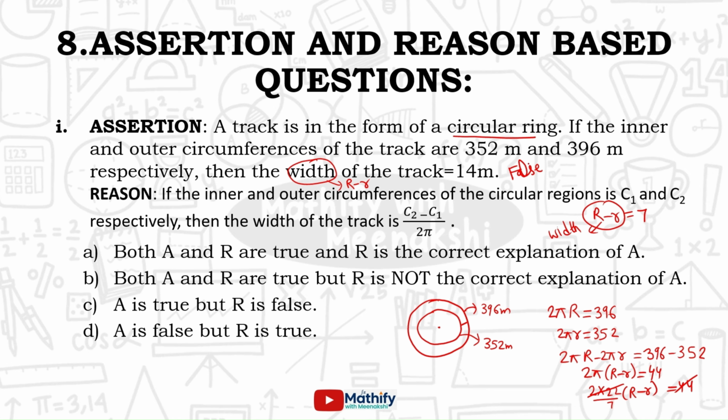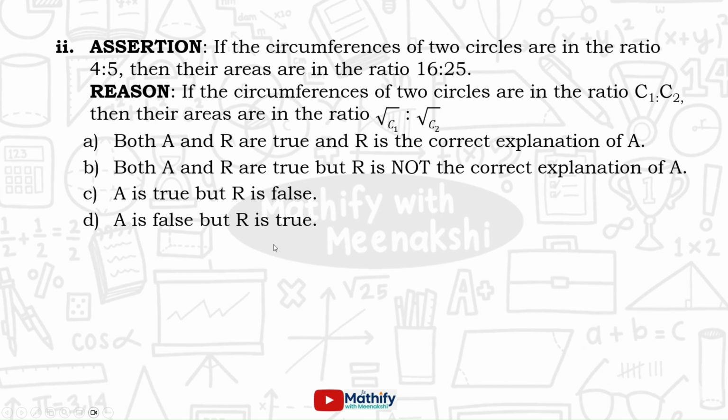That means no need to check your reason. Correct option is D. Assertion is false and reason is true. Because we don't have any option where both are false. Let's move to next question.